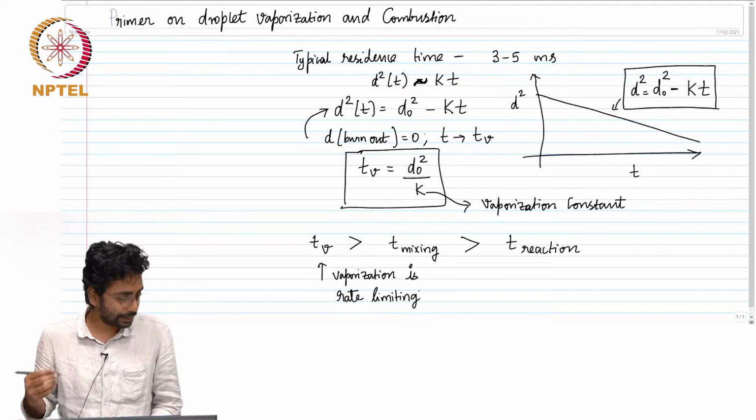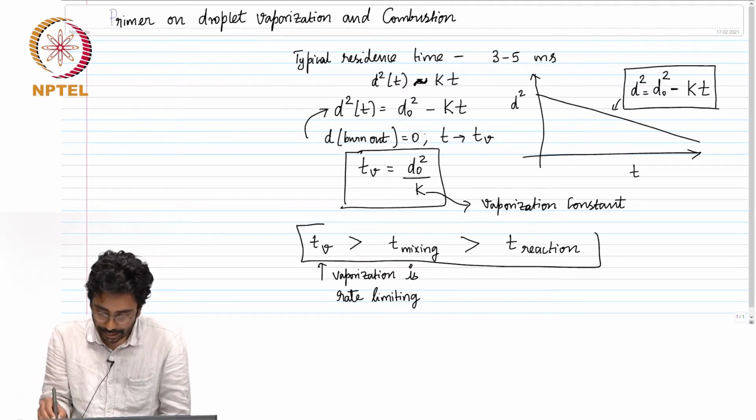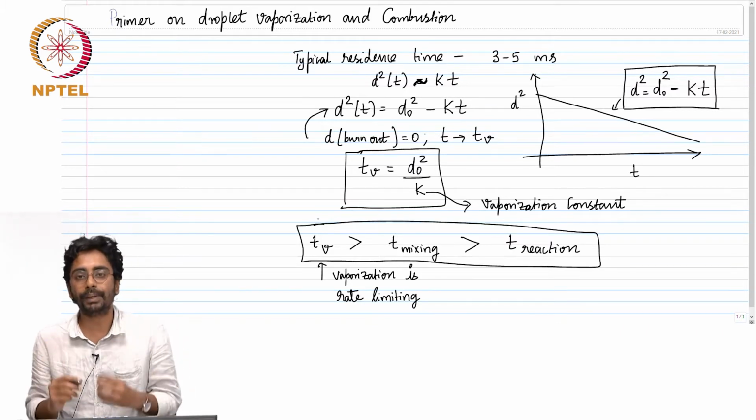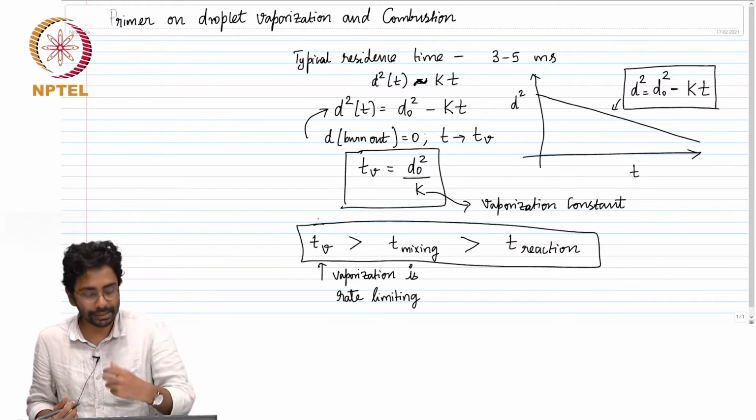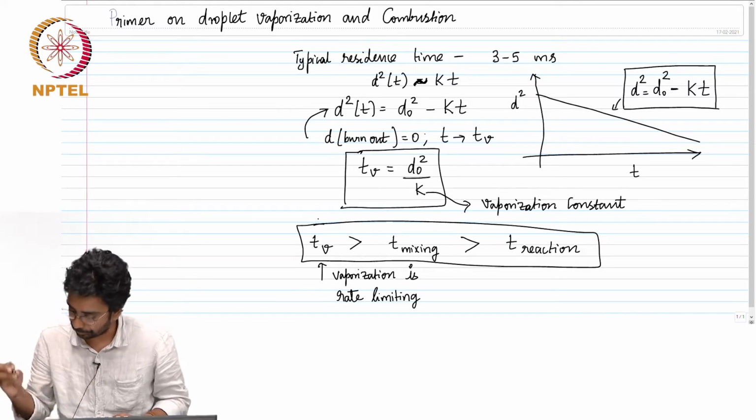So this is the reason why the recognition of the simple experimental fact, that is the d square law, is crucial for the design of liquid fuel combustion systems.